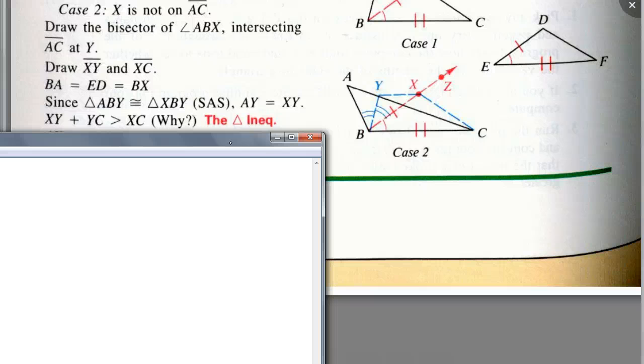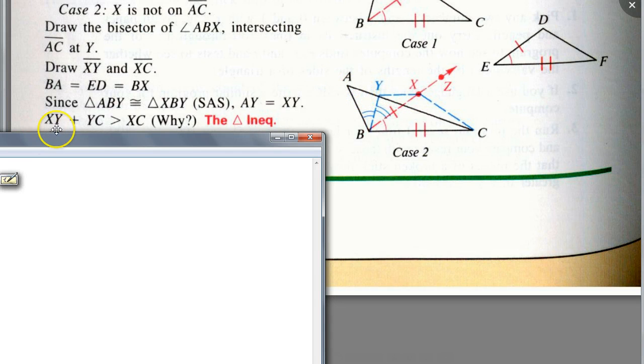Right, you add any two sides of a triangle, and it's got to be greater than the third side. Isn't this what we have, Iveta? So XY plus YC is going to be greater than XC. And you may say, why are they saying that all of a sudden? That's obvious. Well, because what do we say about XY versus YS? They're congruent.